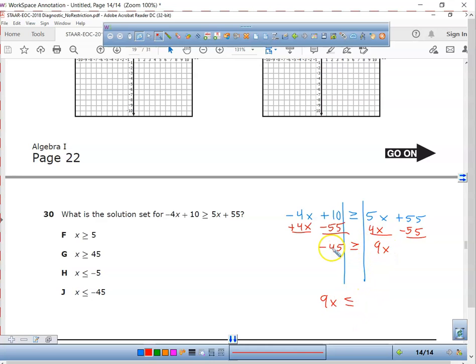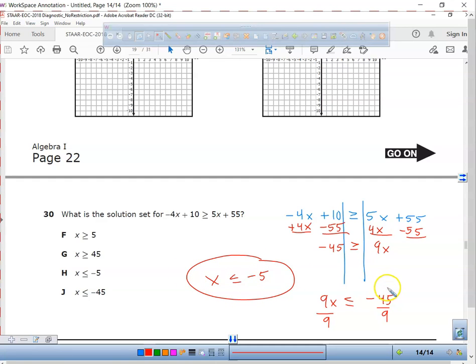So now -45 is greater than or equal to 9x, but 9x is less than or equal to -45. And then the last step is divide both sides by 9, and x is less than or equal to -5. So the answer is x is less than or equal to -5, so it's answer choice H. And that was the answer. There's no Desmos way of doing it. It's just, you got to know how to solve for x.